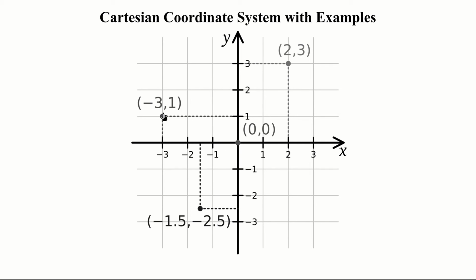So here for this one, we're going to go 3 units left and 1 unit up. For this point, we're going to go 1.5 units to the left and 2.5 units down.